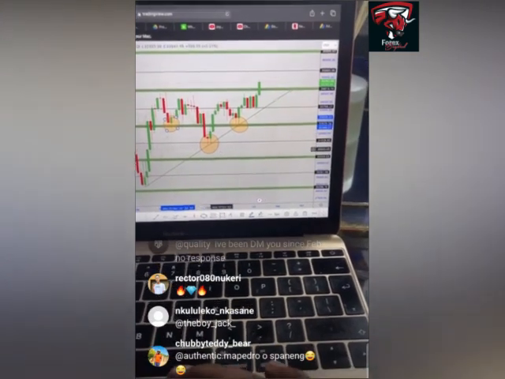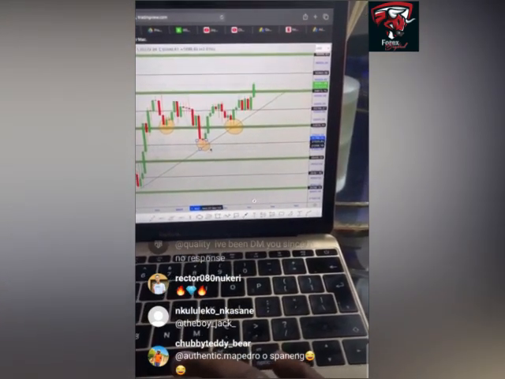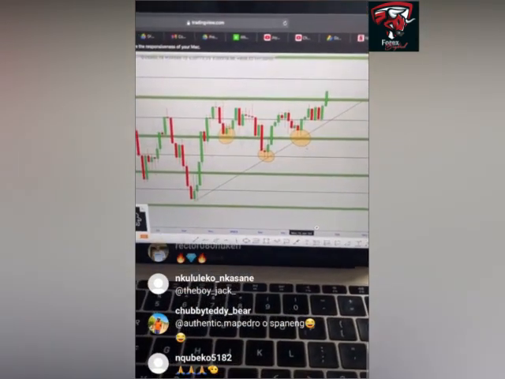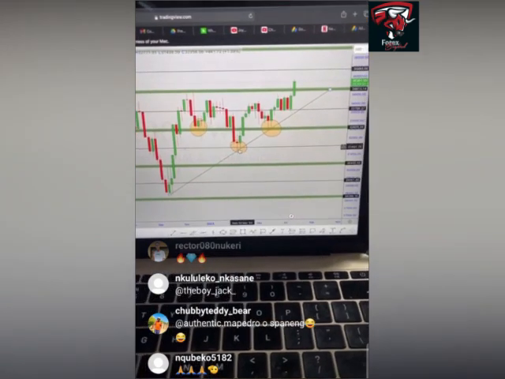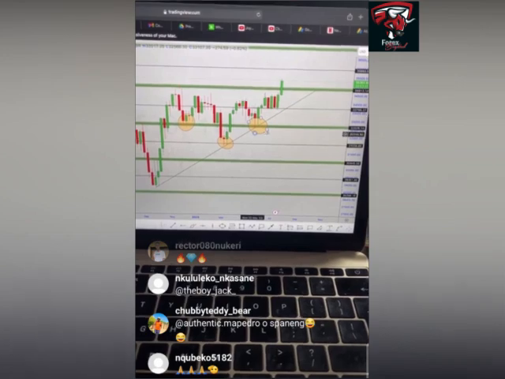So this is like a golden setup, right? Where we do have that inverted head and shoulder pattern. So you do have an inverted head and shoulder pattern where you've got the left shoulder, you've got the head, and you've got the right shoulder, right? So this is an inverted head and shoulder that happens on the weekly time frame.